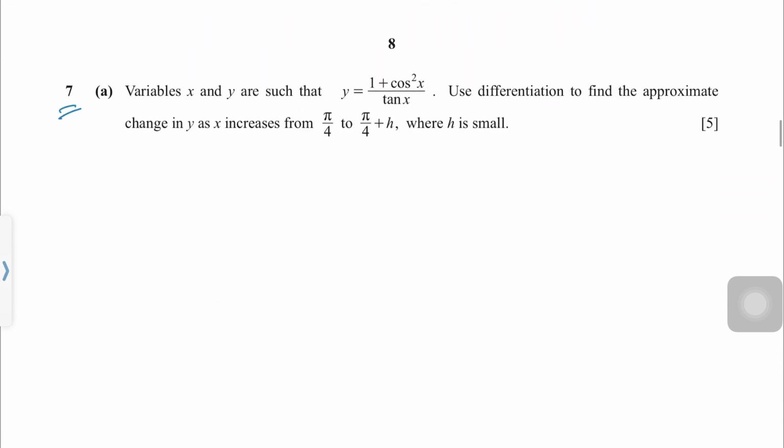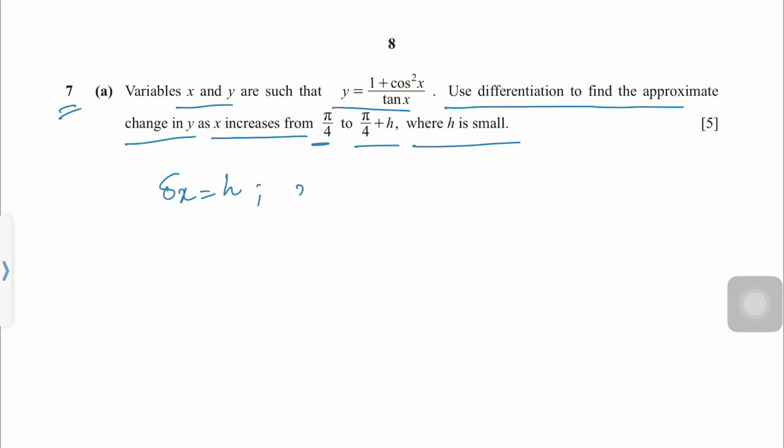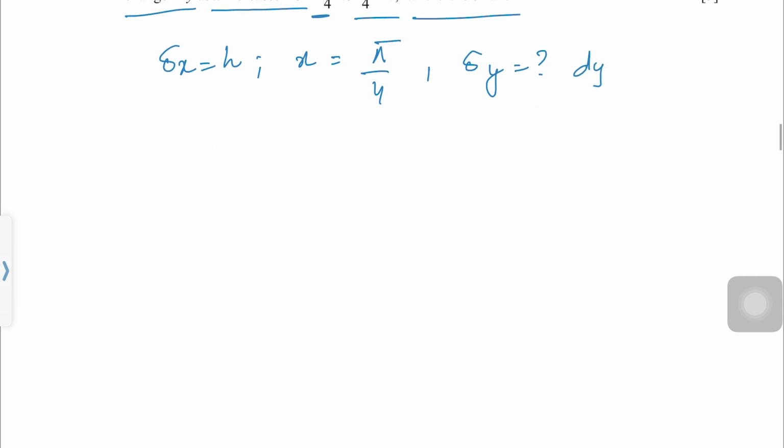Now moving on, we'll have our question 7. A part is given as variable x and y are such that y is equals to this. Use differentiation to find the approximate changes in y as x increases from pi by 4 to pi by 4 plus h, where h is small. So we are given small change in x as h, x as pi by 4. We need to calculate small change in y. So for that we need dy by dx at x equals to pi by 4. So let's calculate our dy by dx.